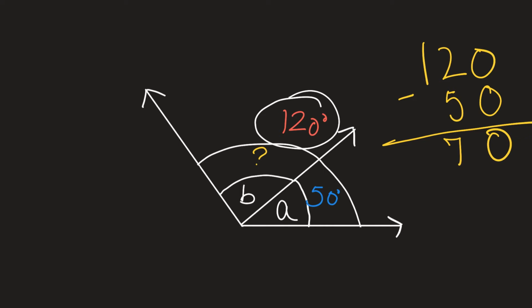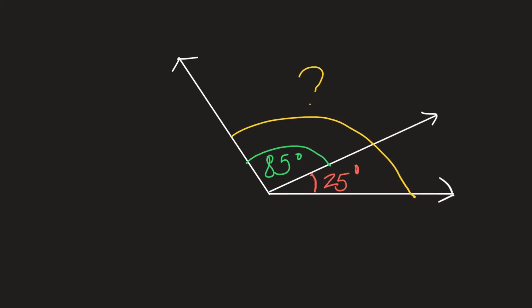So I'm just going to erase. Oops, that's not what I wanted. I'm just going to erase that. Highlight right there, and I'm going to write in 70 degrees. Okay, so we've got another one here.